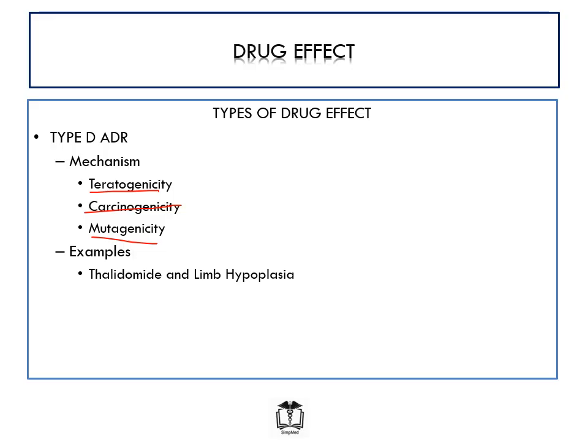A typical example of a type D adverse drug reaction is the use of thalidomide and the side effect of limb hypoplasia. Usually, this occurs when a pregnant woman is using this drug, and the side effect is not going to occur in the pregnant woman; rather, it's going to occur in the child. The child born would have the adverse effect of limb hypoplasia.